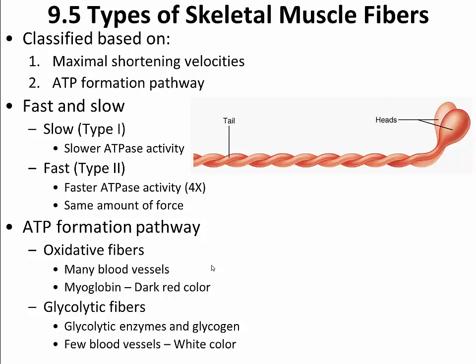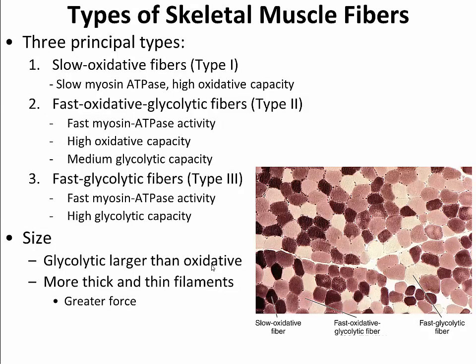Glycolytic fibers are the other category of fiber that is formed based on the ATP formation pathway. And so glycolytic fibers make most of their ATP using glycolysis, of course. And so there are a number of glycolytic enzymes as well as glycogen that's available there for energy. And there are few blood vessels present in these muscle fibers, few mitochondria, and they tend to be white in color. So, based on these two categories, shortening velocity and ATP formation pathways, we form our different categories of muscle fibers.